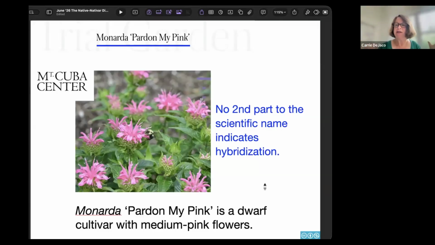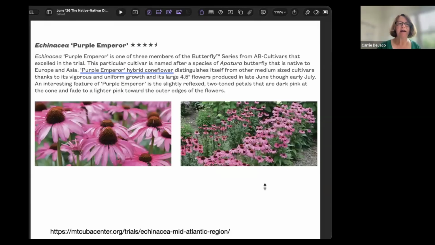It might have genes that only come from Monarda fistulosa. It might be genes that mix that with Monarda didyma, with Monarda punctata. We don't know, because all of those plants were together within that greenhouse.